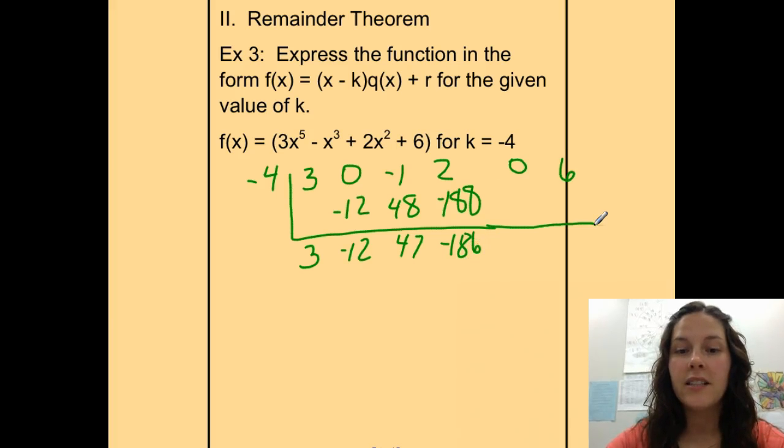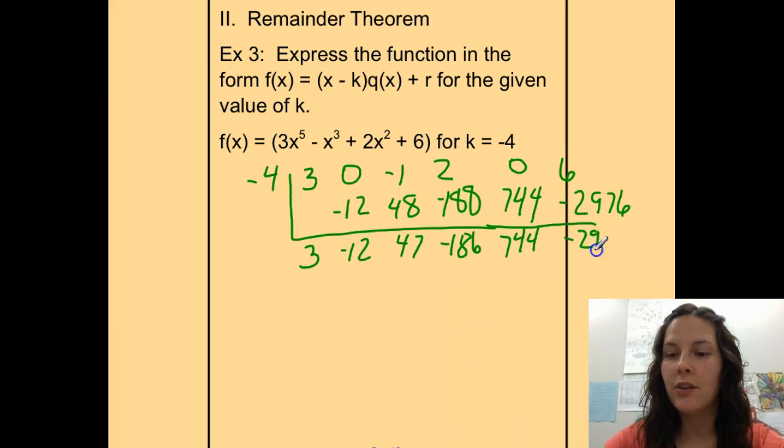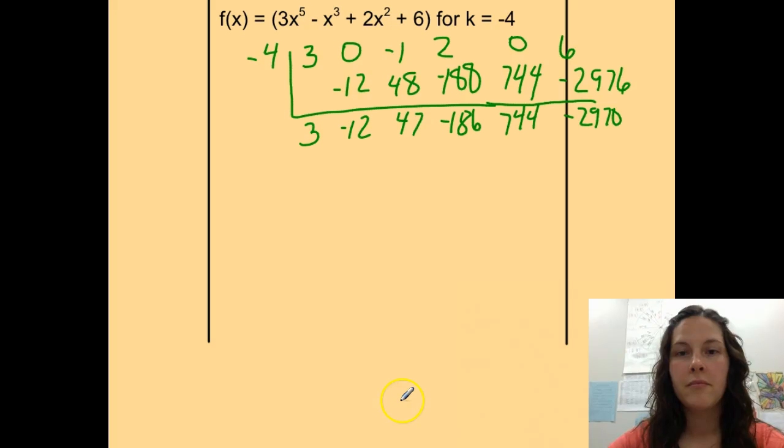negative 186 times negative 4 is 744, multiplying by negative 4 is negative 2,976, adding that to 6, we get negative 2,970, so there's our quotient.